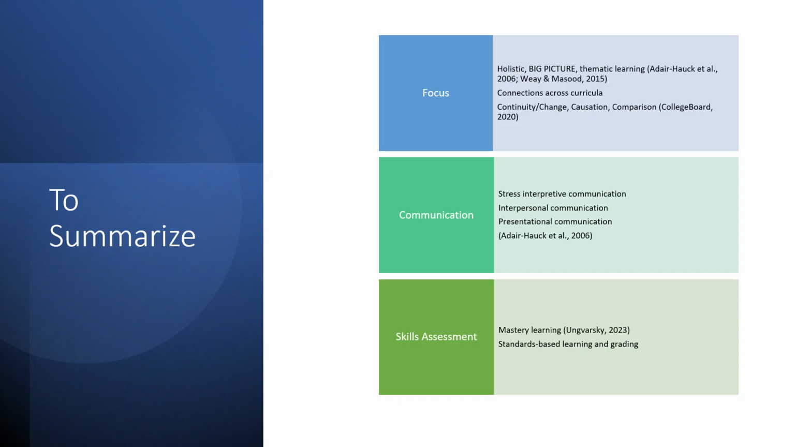So to summarize, the focus here is holistic, big picture, thematic learning, and I've personally always been a big believer in this, and I try to make connections across the curricula, even if it's informal, all the time. But what we're talking about here is a formal effort to integrate curriculum across curricula. From the standpoint of critical thinking, continuity and change, causation, comparison, not only is it useful in reading and language arts, it's useful in social studies, and they are AP skills. Stressing communication, the ability for students to interpret, work together, interpersonal, and present, and give their presentations to an audience.